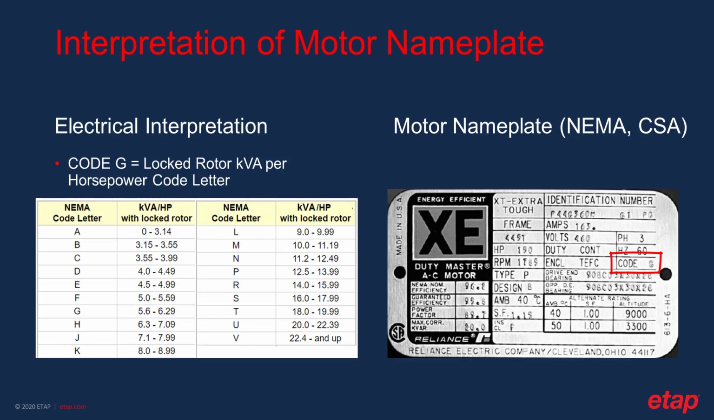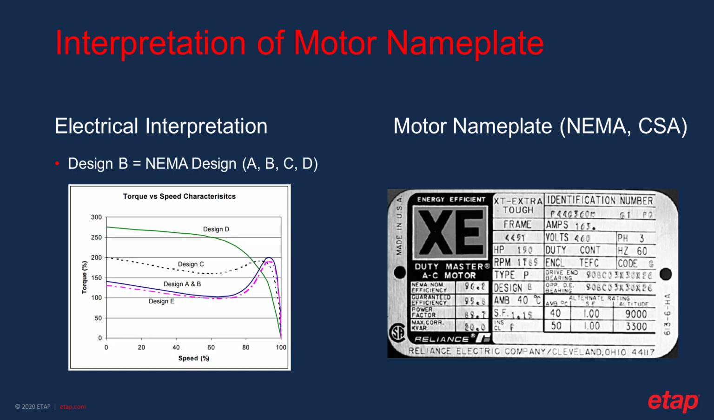So this multiplication factor under this table, based on the code letters which are starting from A and ending to V, are representing the total locked rotor kVA. From this kVA you can calculate the locked rotor current naturally, and then plot the LRC of the motor. Another parameter of the motor that you can find on the nameplate is the design letter. In this case, this is design B, which is representing the torque versus speed characteristic.